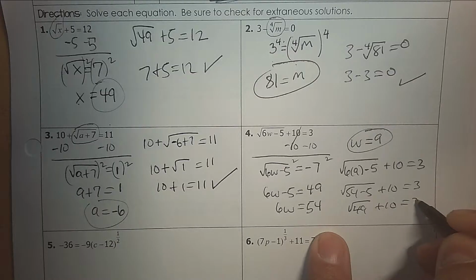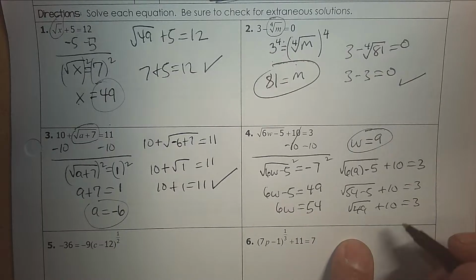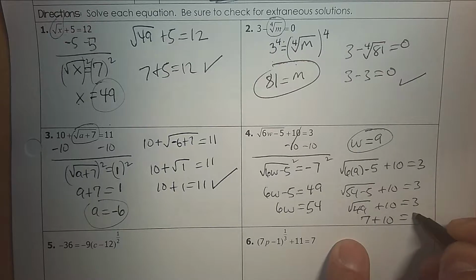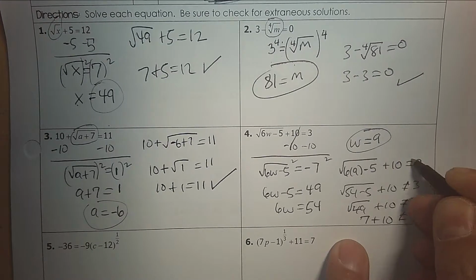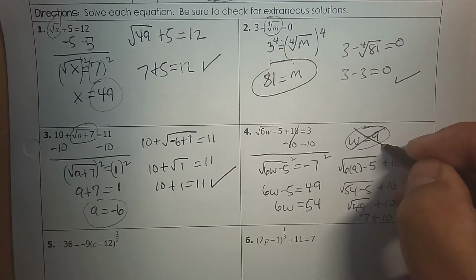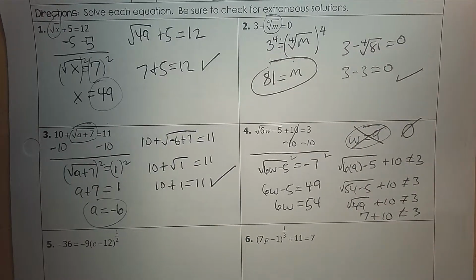What do you see is happening here? The square root of 49 is 7. Clearly something bad, right? 7 plus 10 is not 3. Did that solution work? So, in this situation, 9 is not an answer. There is no solution here.